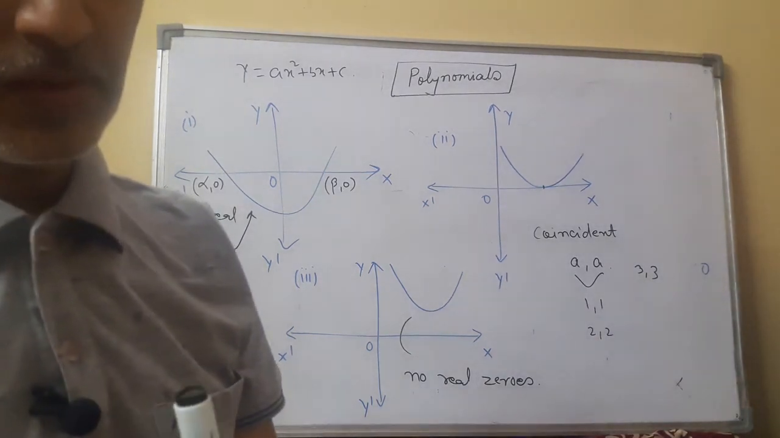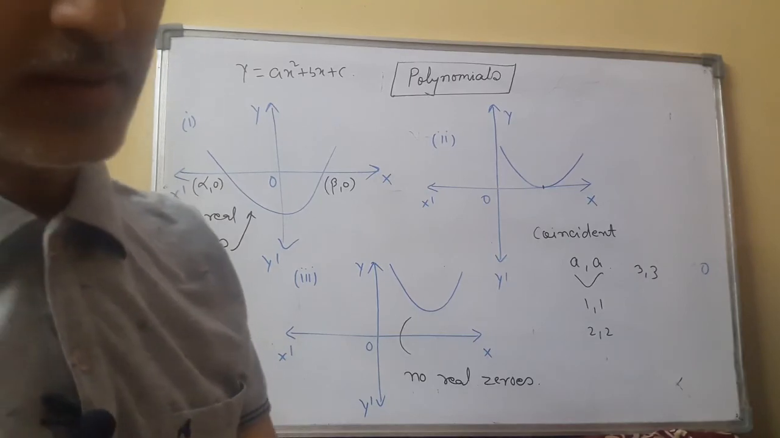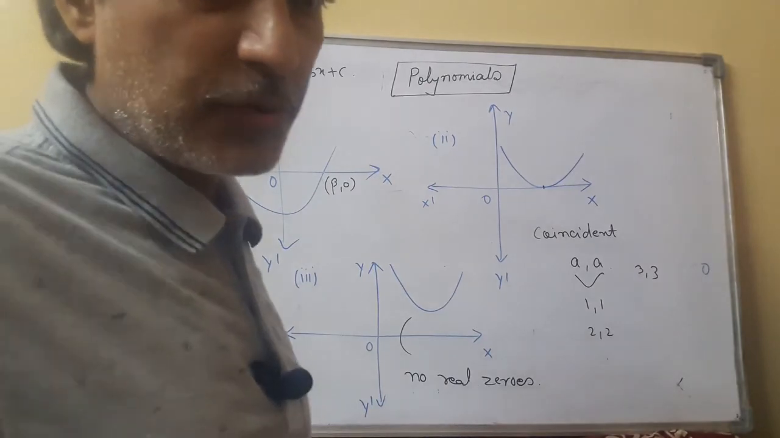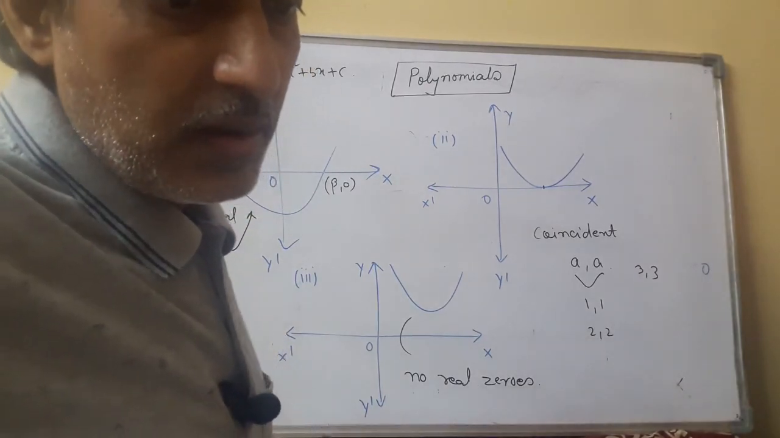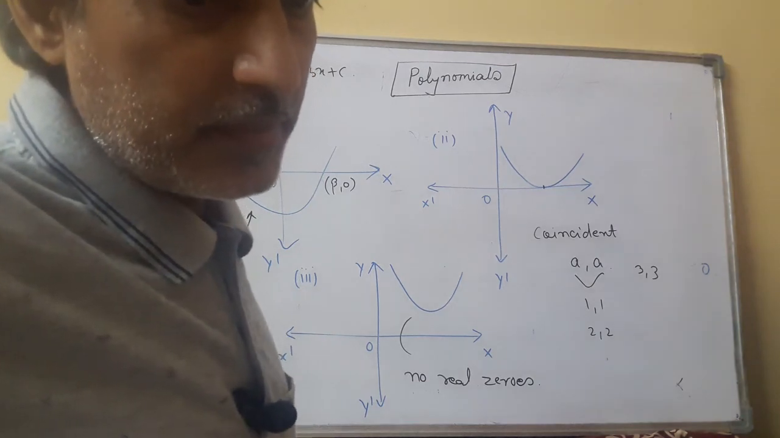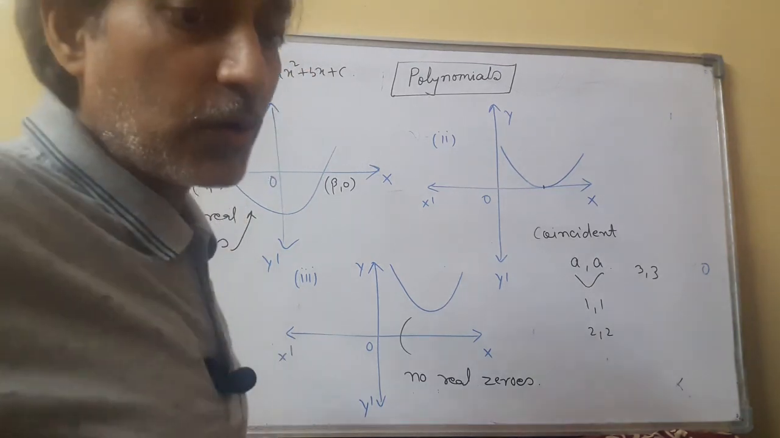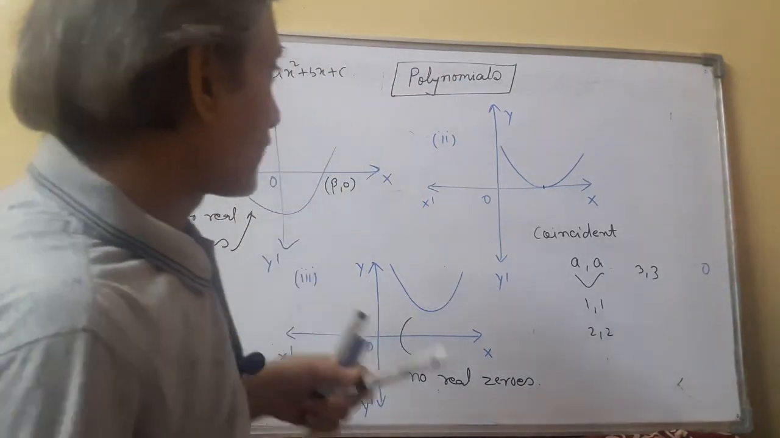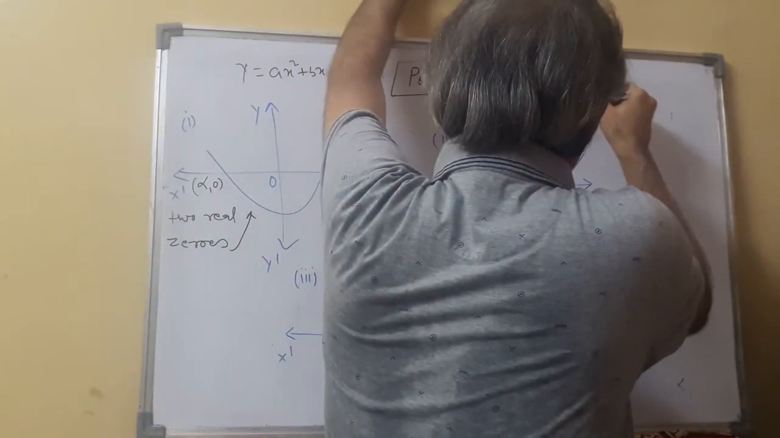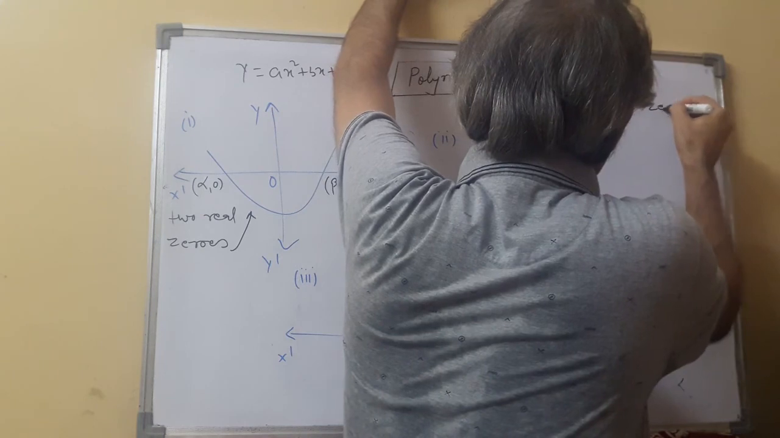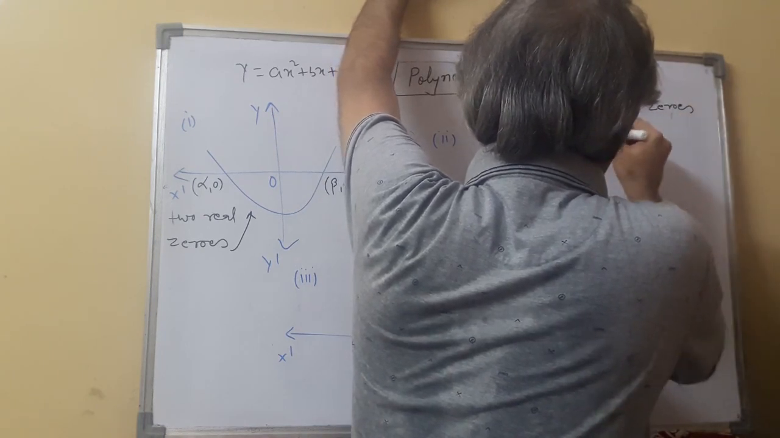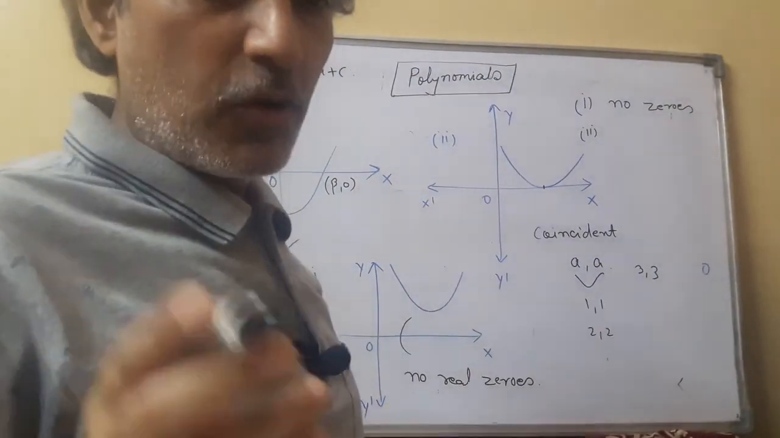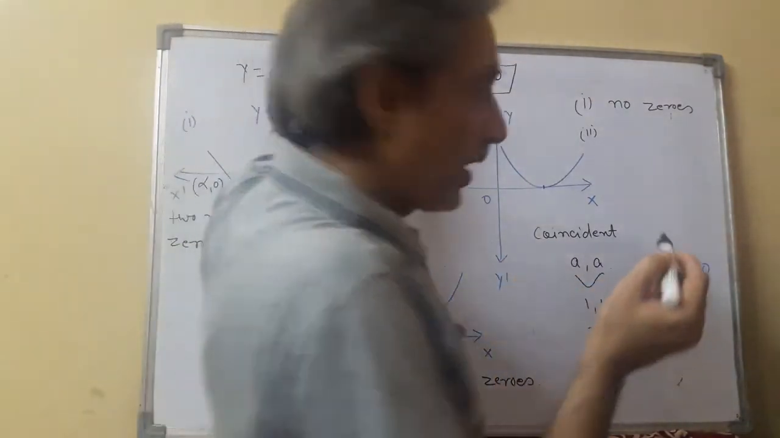Now based on this, you can try exercise 2.1 just by looking at the graphs. Question 1, NCERT page 28. First part: since this line does not cross the x-axis, the answer is it will have no zeros. Just by looking at the graph you can make out yourself. Second part: it crosses the x-axis only once, so it will have 1 zero.